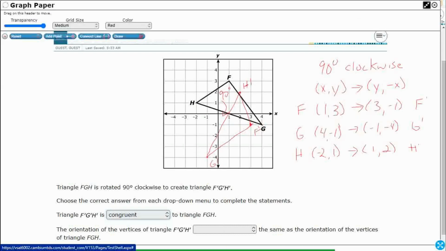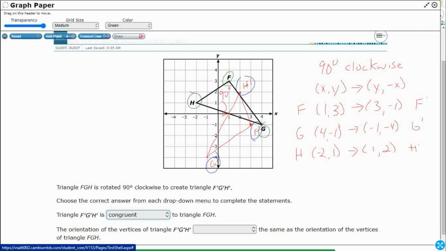Now, let's look at this next one. The orientation of the vertices F prime, G prime, H prime, and then it says blank as the same. Is or is not the same as the orientation. So let's count our vertices here. Let's just name them in a clockwise manner. F, G, H. Let's do the other one in a clockwise manner. Okay, F, G, H. So it is the same.